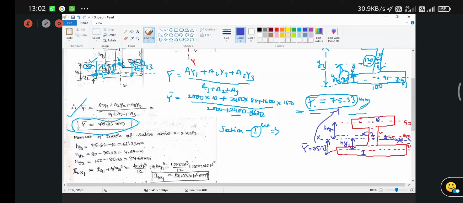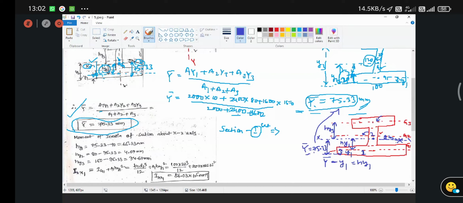So how do we find these values? If you clearly observe, this is your y bar. From this y bar, if you subtract the first section's centroid y1, that is, the total centroid y bar minus the first section centroid, that will be equal to h by 1. Is it okay?